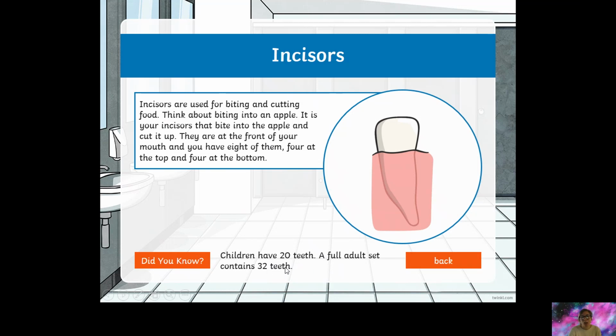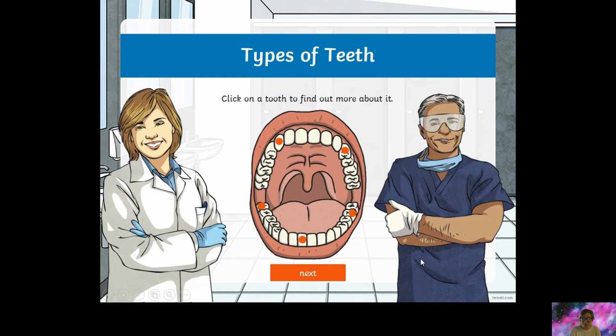Maybe you could try and count your mum's and dad's teeth, or try and count your own and see how many you've got, because children should have 20. So there we go. That's our mouth.